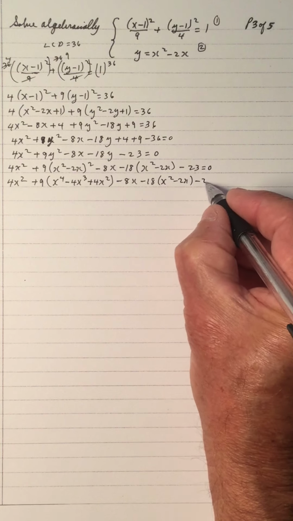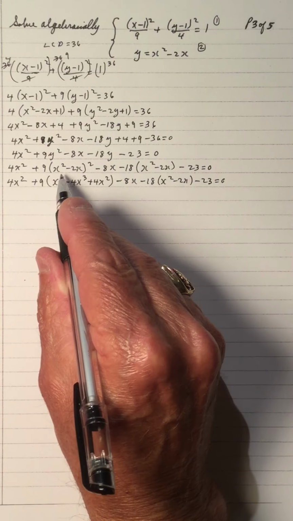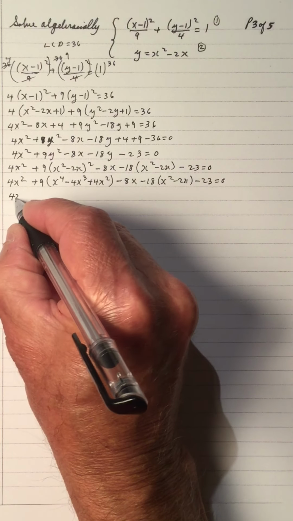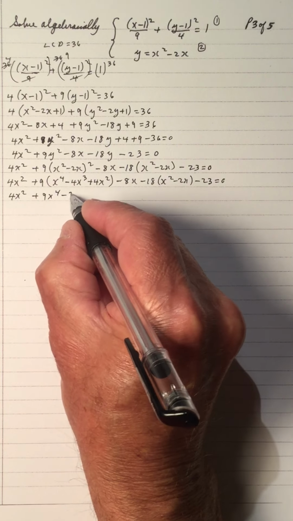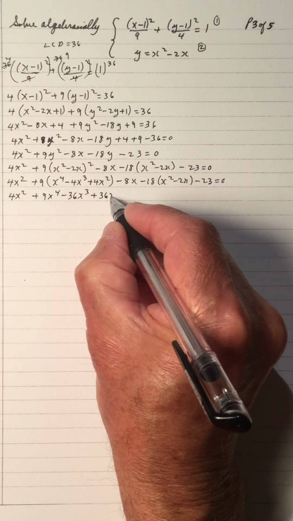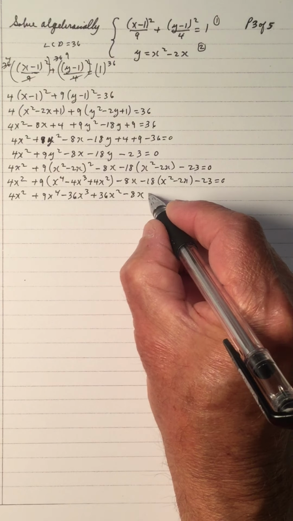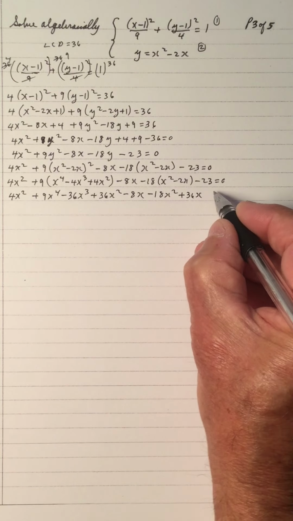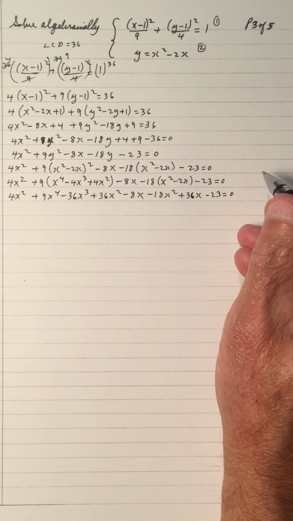And I'm just finishing this off, writing it down. Notice I did my exponent. The brackets you can't simplify, but you can do your power. Now I'm going to get rid of the brackets by multiplying. Remember, I'm following PEMDAS. So we get 9x to the fourth minus 36x cubed plus 36x squared minus 8x minus 18x squared plus 36x minus 23. And so we put it in descending order.